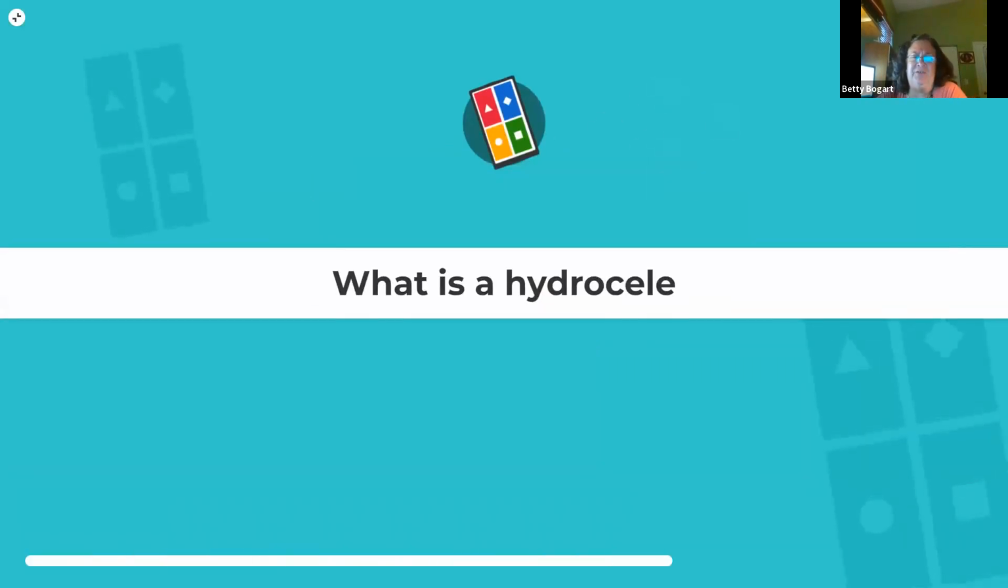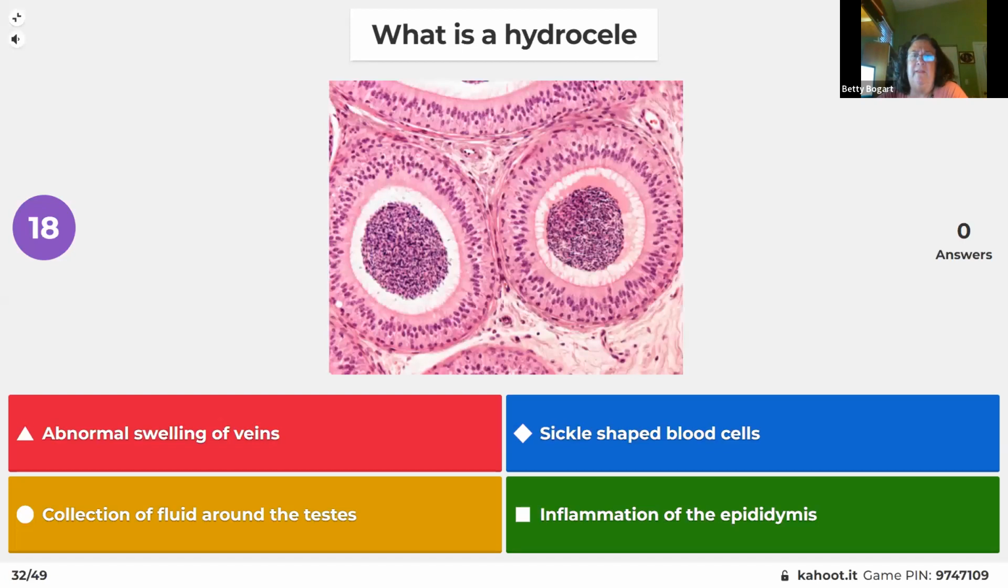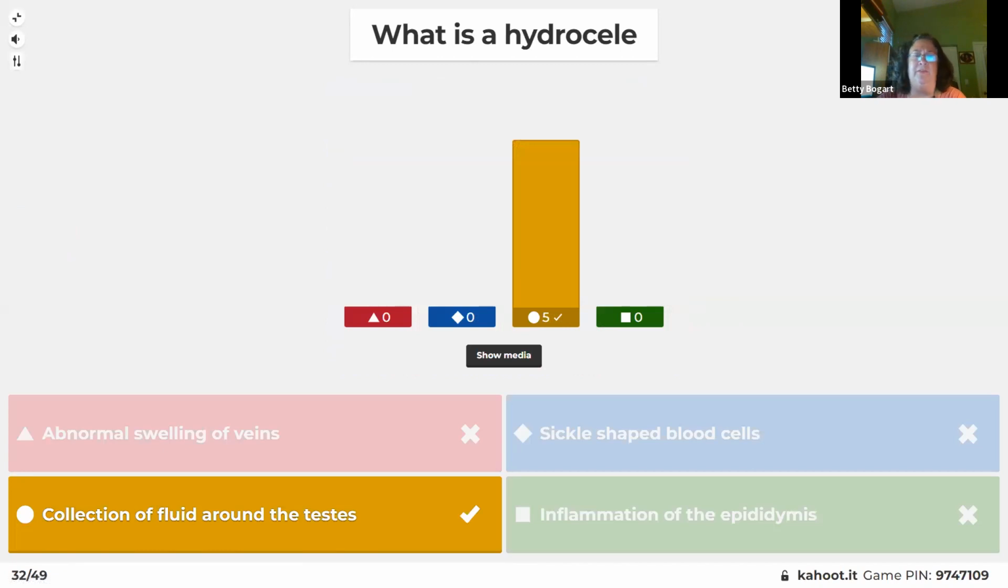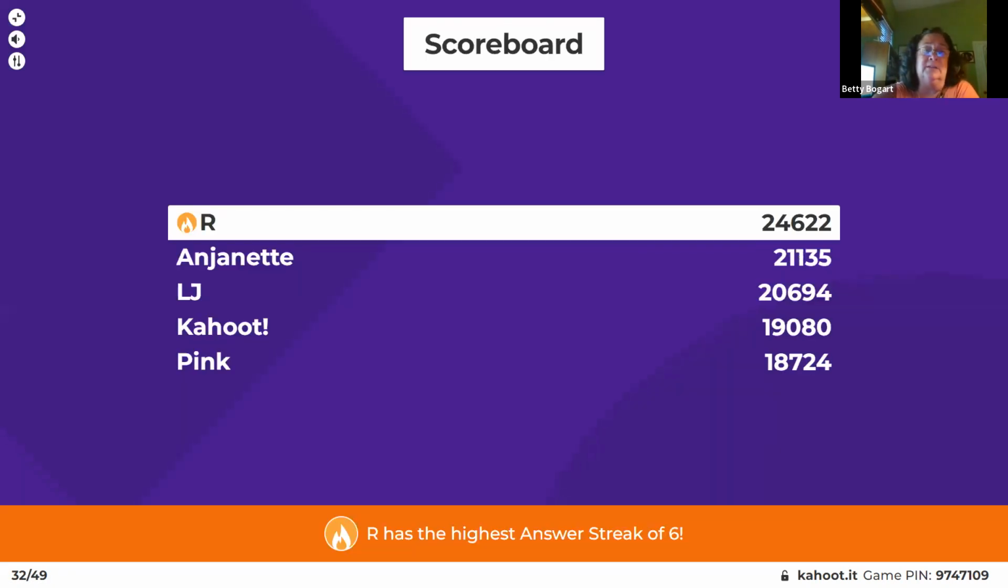What is a hydrocele? Well, when you look at the name, you see hydro, you think water, right? Hydro, fluid, water. Usually this child will have pain, and sometimes they're incontinent on themselves because it's fluid around the testes and it irritates them. So it's painful, and sometimes they might be incontinent. This is treated with antibiotics.